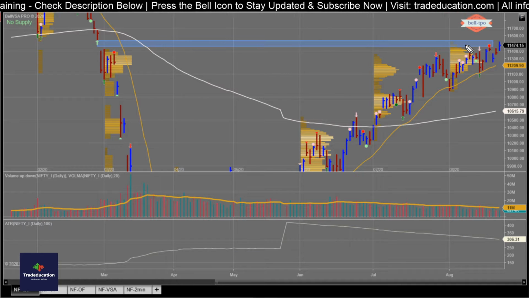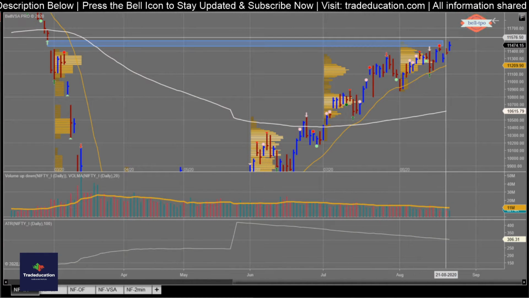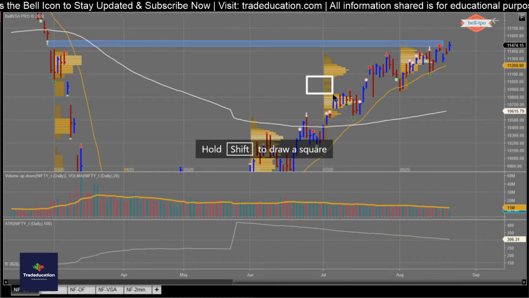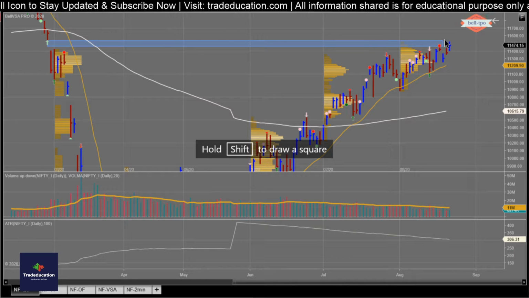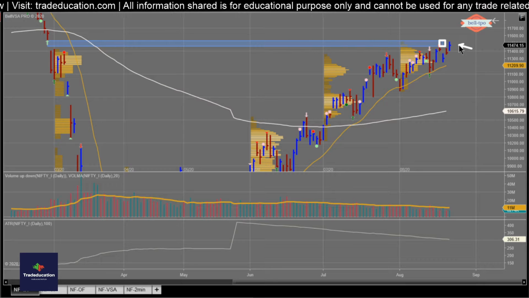So let me delete this. So this is the actual area where the gap was there. So this much was the gap, and this is where the gap got filled and the auction just halted.